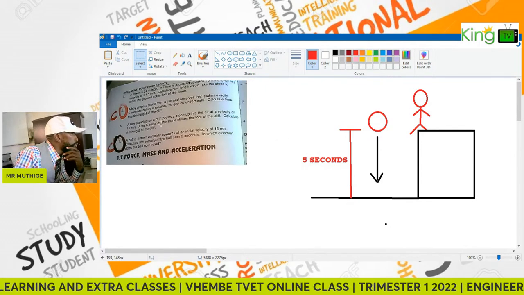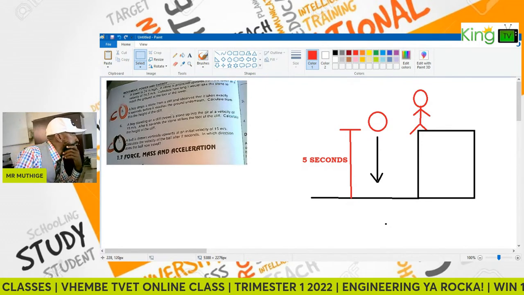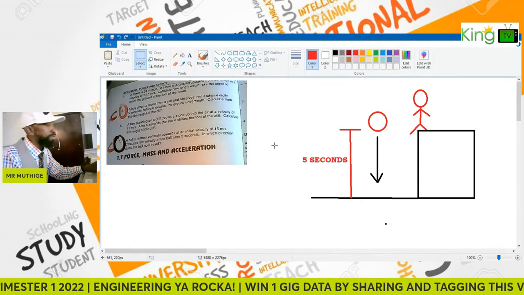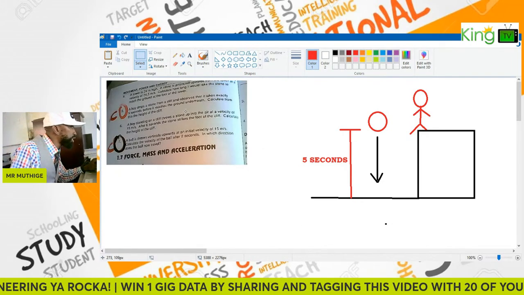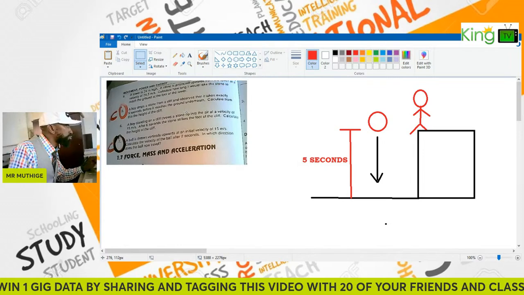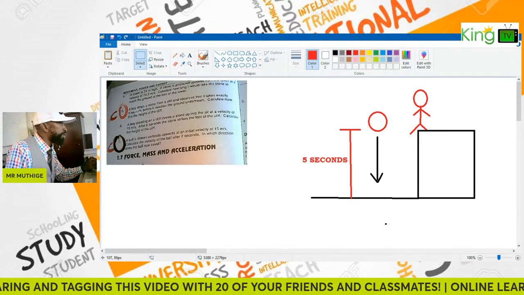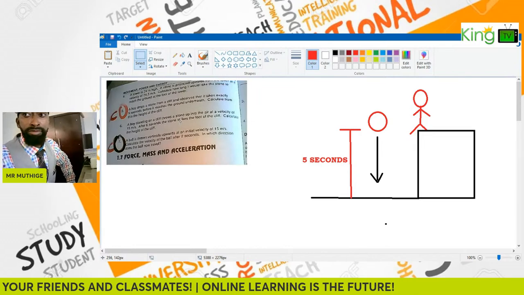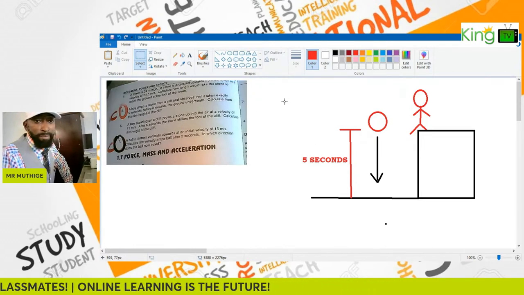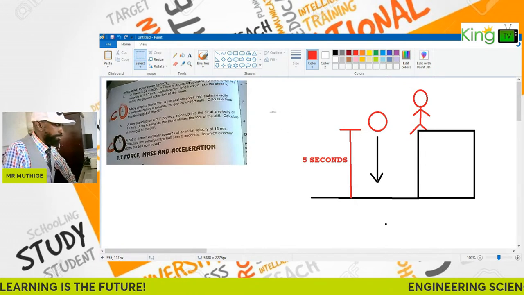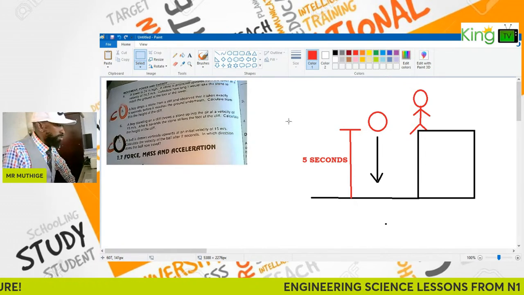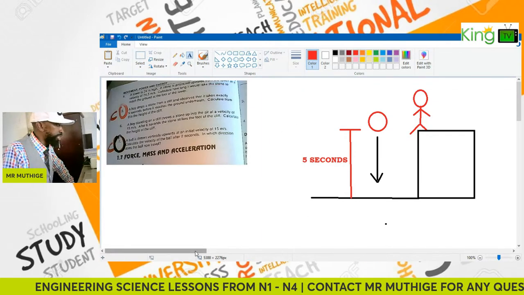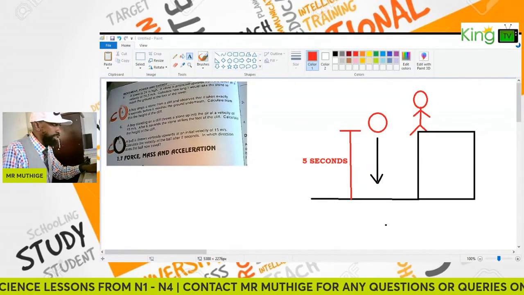Now, calculate from this the height of the cliff. But what is the weight of the ball? Does it have the weight? It's not important. So what equation do we use to get that? S is ut plus half at squared, because you are applying the vertical motion equation. So can we employ our vertical motion equation?